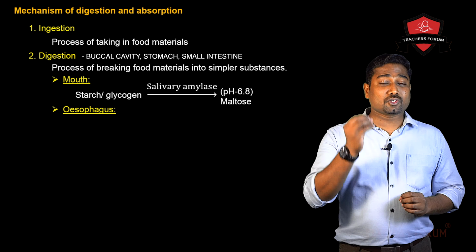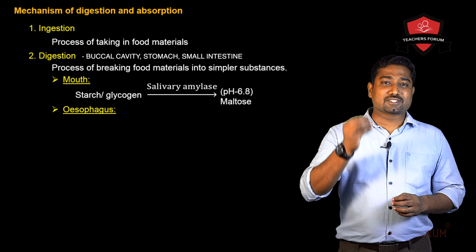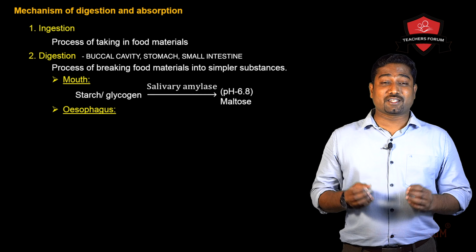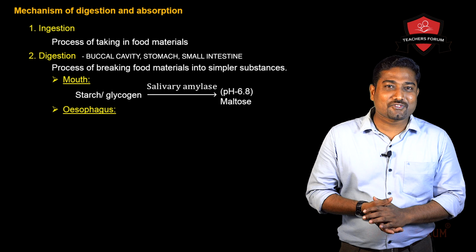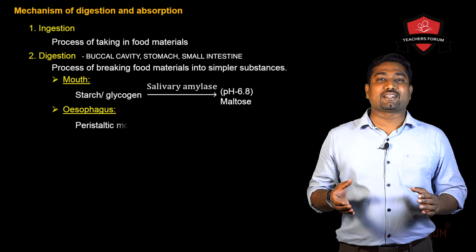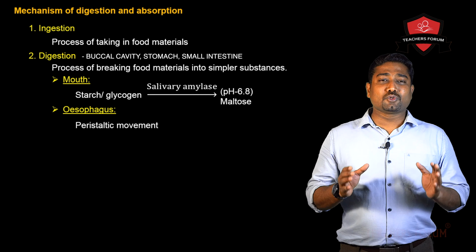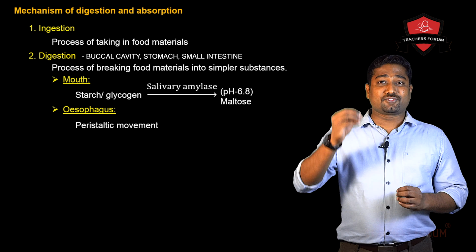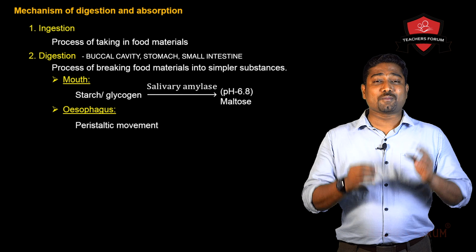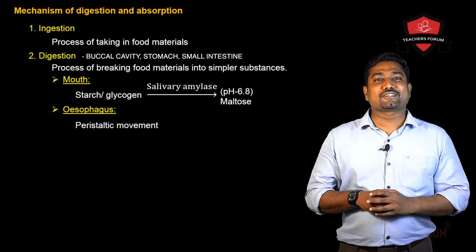The rhythmic contraction and relaxation of the muscle wall of the esophagus that helps in the motility of the food through the esophagus is termed as peristalsis or peristaltic movement. This peristaltic movement can be found in the entire length of your alimentary canal. So this enables the food to pass down from the buccal cavity to the stomach.